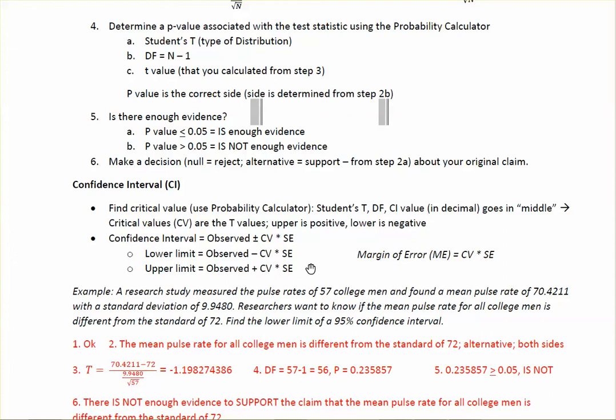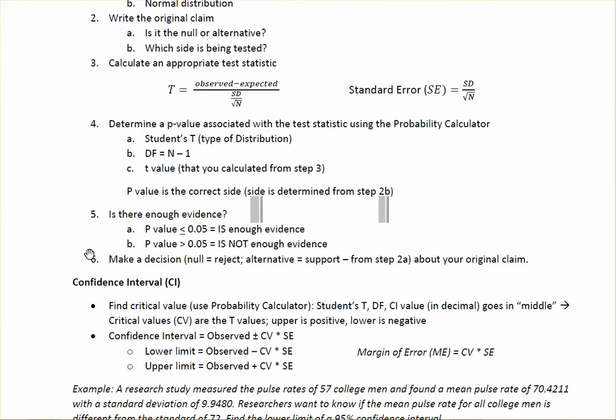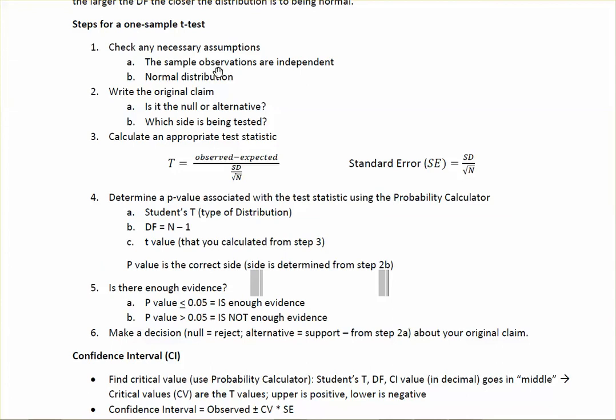So to get a better feel for this, let's go ahead and do the example. A research study measured the pulse rate of 57 college men and found a mean pulse rate of 70.4211 with a standard deviation of 9.9480. Researchers want to know if the mean pulse rate for all men is different from the standard of 72. And along with that, find the lower limit of a 95% confidence interval. So the first part, remember we go up here, check any necessary assumptions. We're just going to go ahead and assume both of those are true.